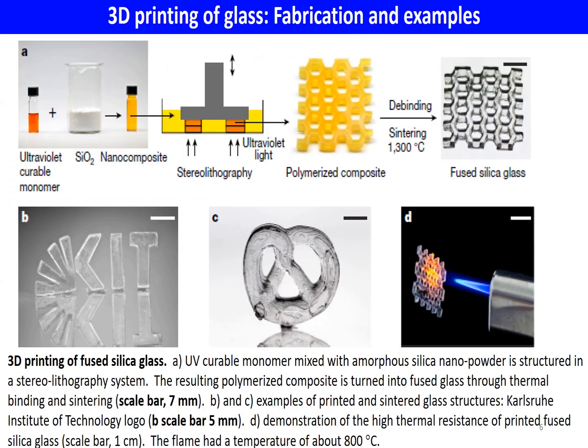In terms of a fabrication example of glass, the starting material is a UV curable monomer and an SiO2 powder. When the two are mixed together, one ends up with a nanocomposite, which is placed through a stereolithography apparatus, and the polymerized composite is shown here. Then debinding takes place at 1300 degrees centigrade. So one ends up with a fused silica glass, which is high quality based on the original paper I read.